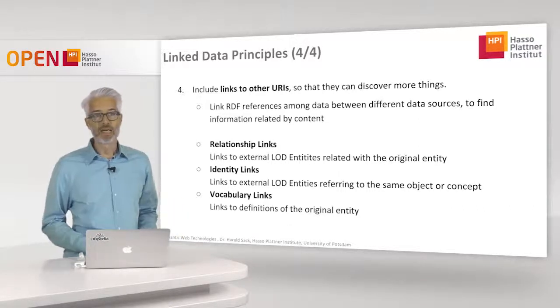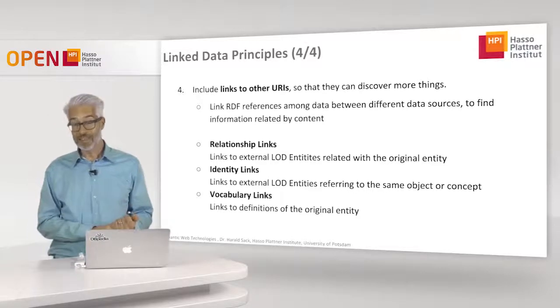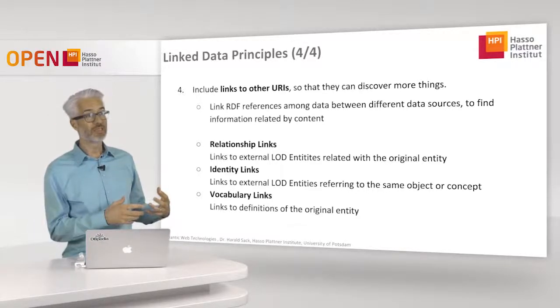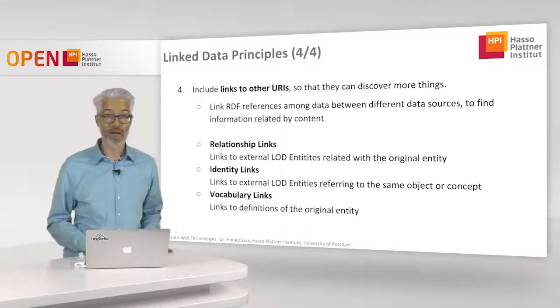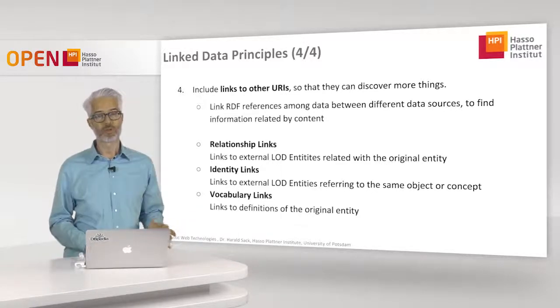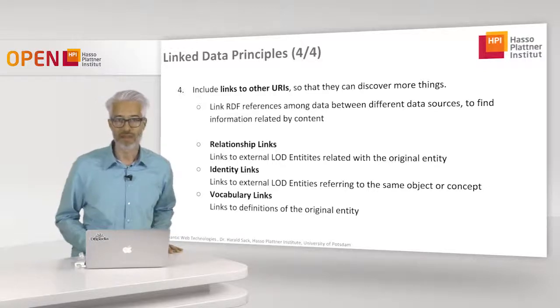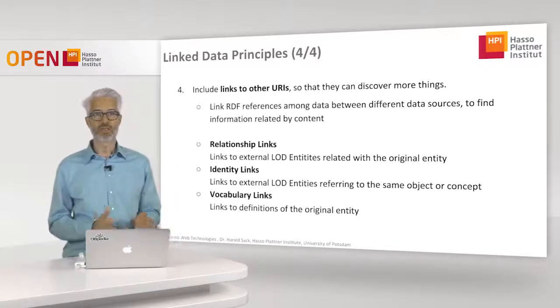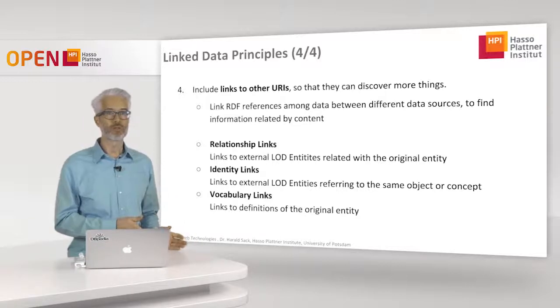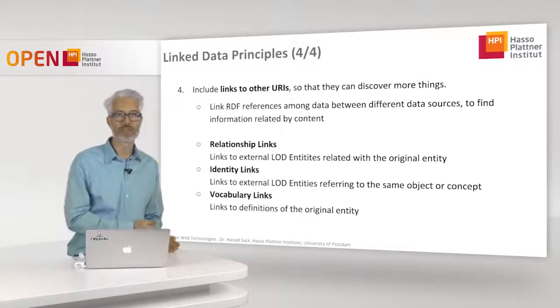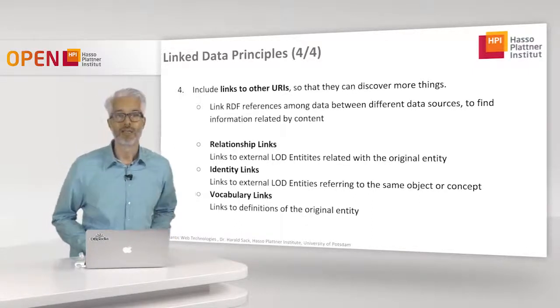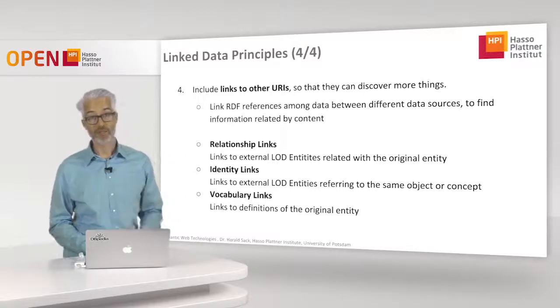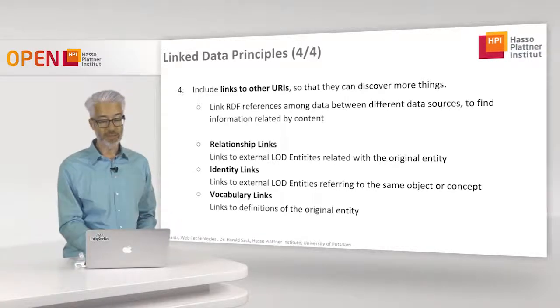in some sense. And then we have so-called identity links, which are usually used to denote that 2 entities are the same. So for example, via OWL sameAs, or for classes via OWL equivalentClass. And then there are so-called vocabulary links, which usually refer to comments, or to an explanation or a description of things, so to the definition of the original entities. So these are the 4 basic principles.